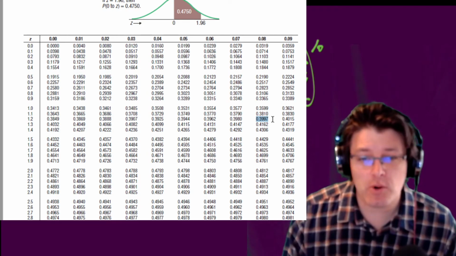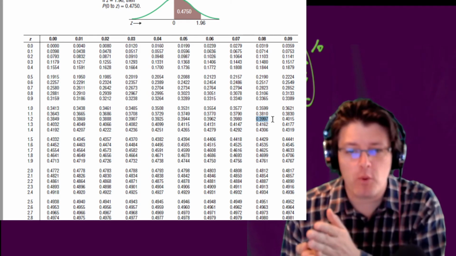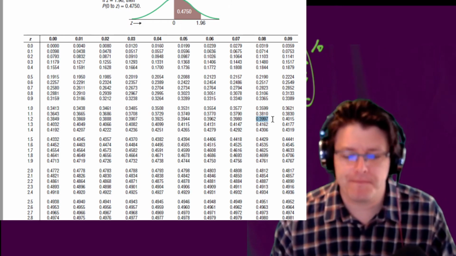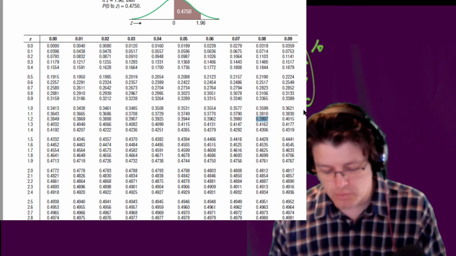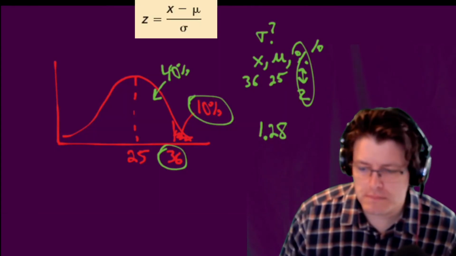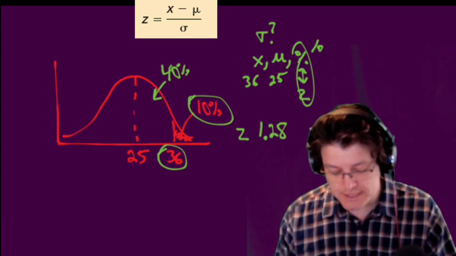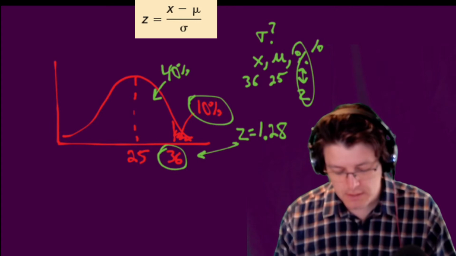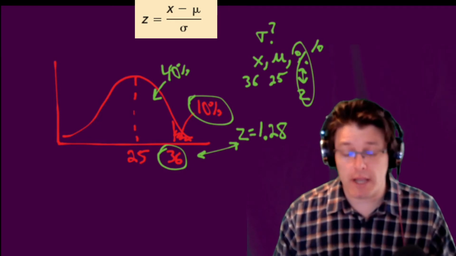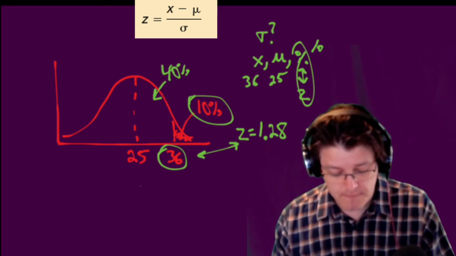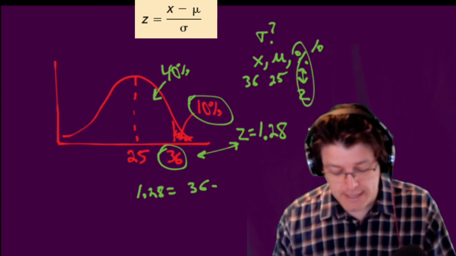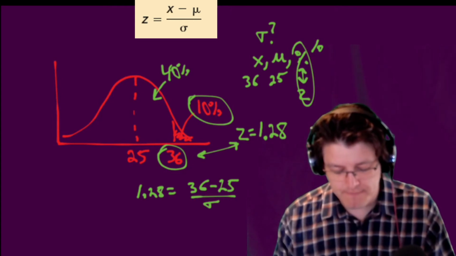So the z-score of 1.28 is associated with 40% being between 1.28 standard deviations and the mean. 1.28. Let me just write that down so I don't forget. Okay, so the z-score of 1.28 gives us that. And so now we can just plug it into our equation. Okay, so 1.28 is equal to 36 minus 25 divided by sigma.